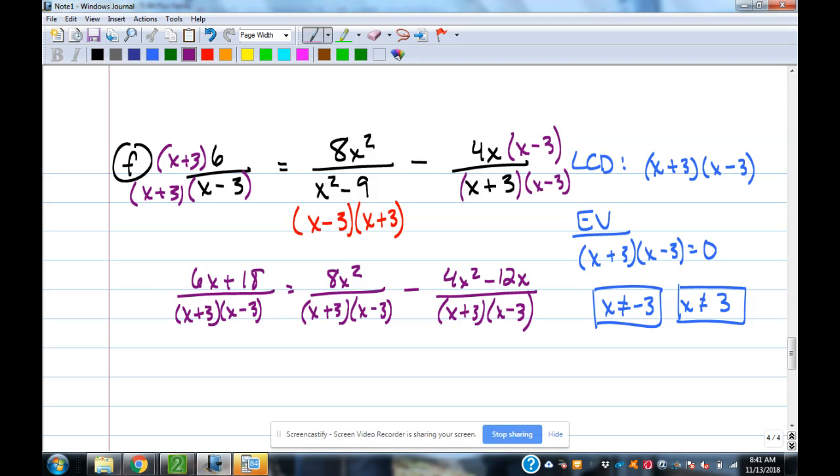Drop the denominators. This one you've got to be extra careful on, because it's not just 8x squared minus 4x squared. It's minus this entire part. So when I subtract 4x squared minus 12x, that's going to be minus 4x squared, but what's it going to do?